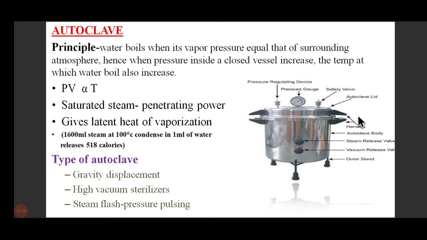All of this is balanced on a stand. Similarly, you also have various types of autoclaves according to the design on which they have been built. They can be gravity displacement, horizontal, vertical, high vacuum sterilizers, or steam flash pressure pulsing autoclaves.